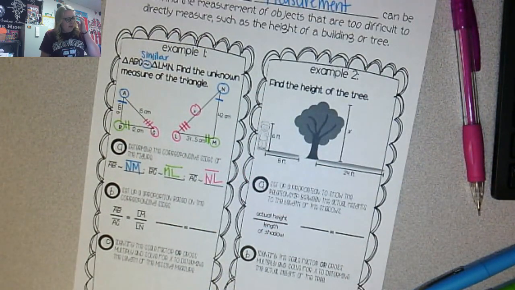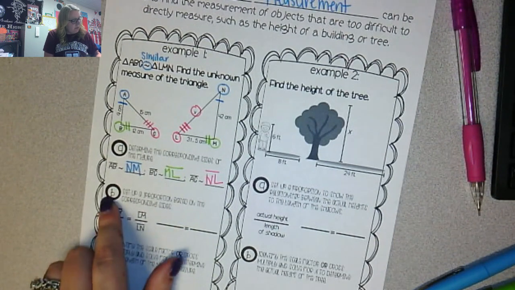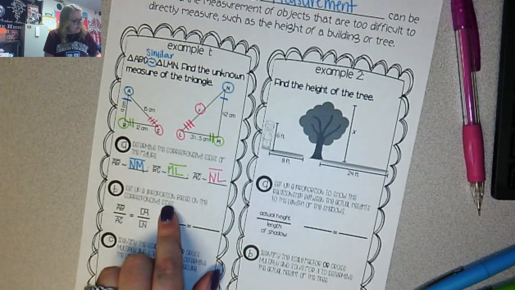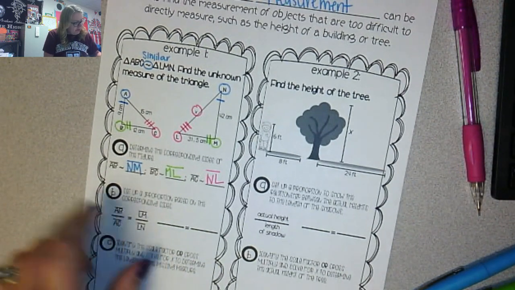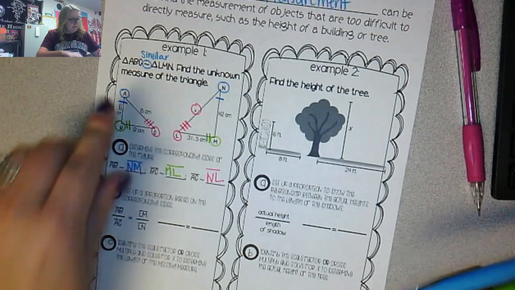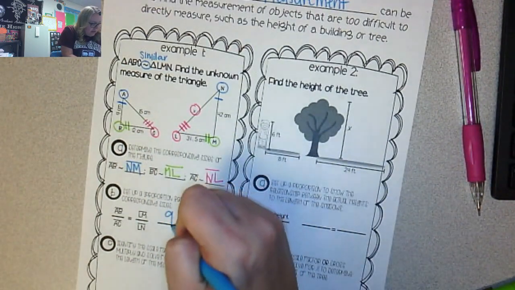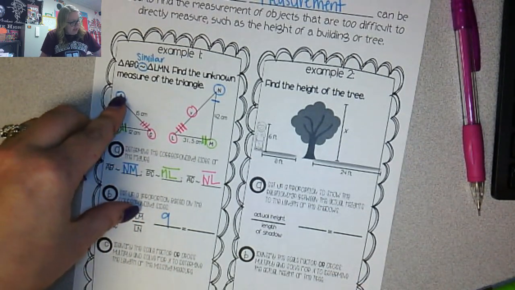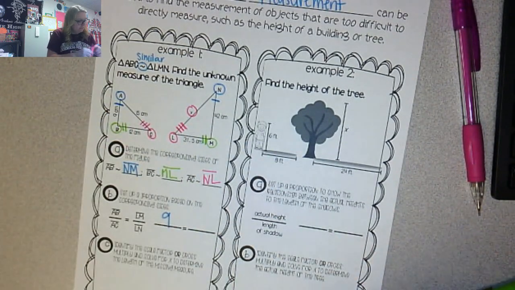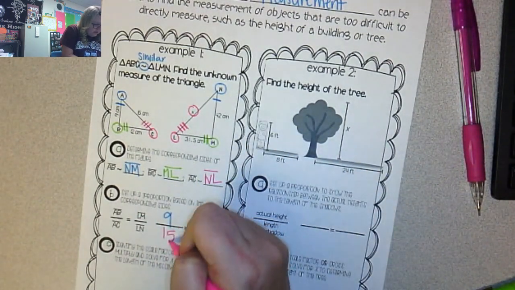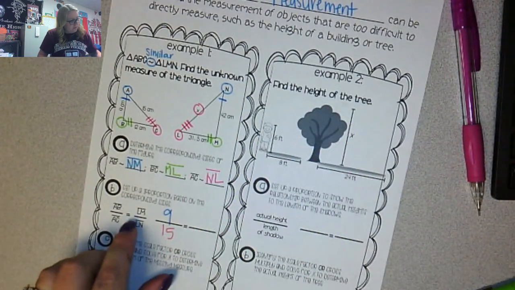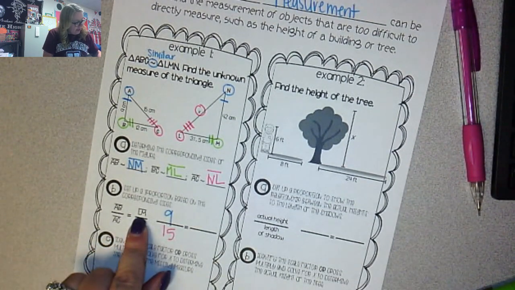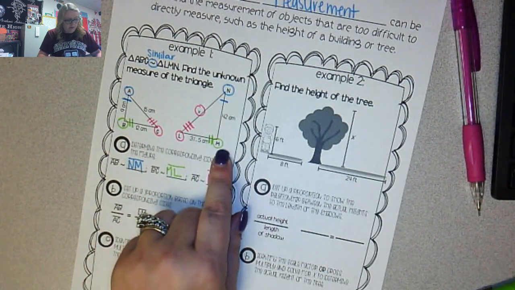Okay, so now that I have my corresponding sides, I'm going to go to B, and it says to set up a proportion based on the corresponding sides. So they set up AB, so I'm going to go to AB. AB is 9, so I'm going to fill in the 9. Next thing I'm going to do is I have AC, so I'm going to find AC's measurement. AC is 15. So now I'm going to go and fill in this one. I have LM, 31.5.